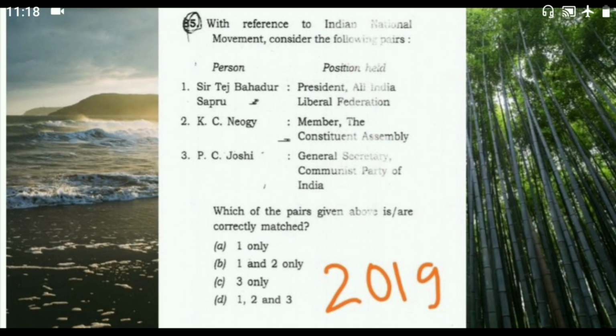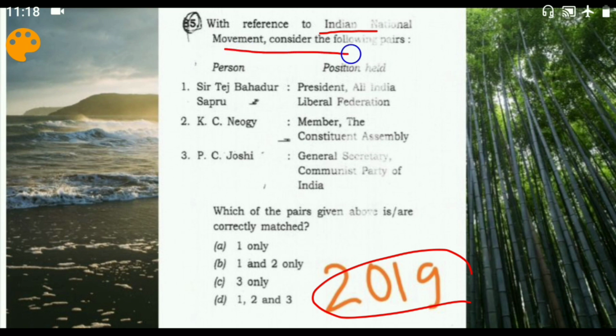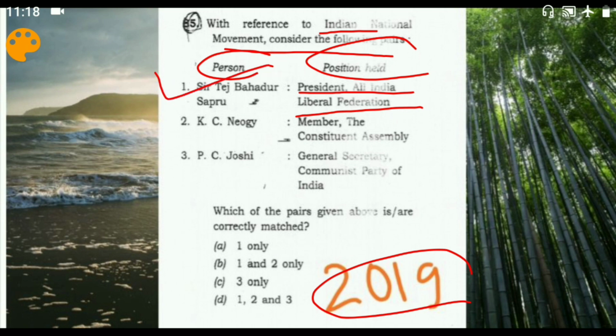So let's move to the next question, which was asked in prelims 2019. With reference to the Indian national movement, consider the following pairs: person and position held. First option is Sir Tej Bahadur Sapru, President of the All India Liberal Federation. It is a right answer.